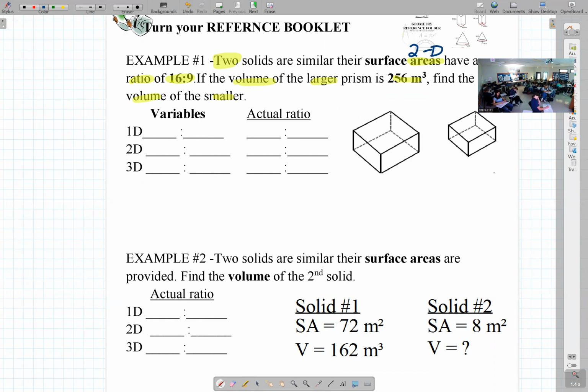So that means we are starting in the 2D position, which means this ratio belongs here in the x squared, y squared position. Your first order of business is always get the other two ratios. So backtrack and then go forward.